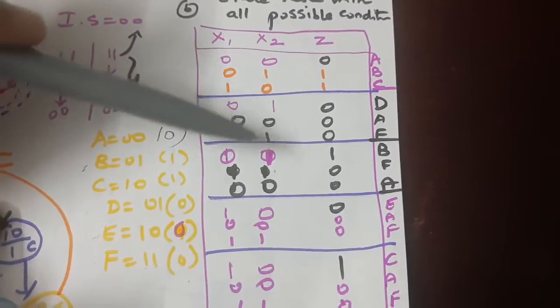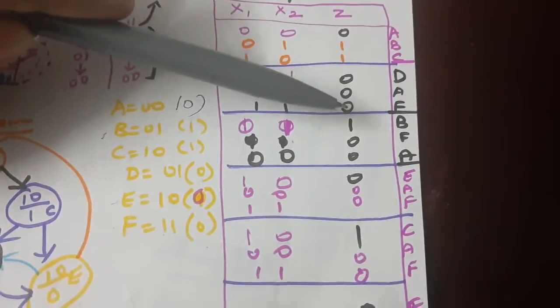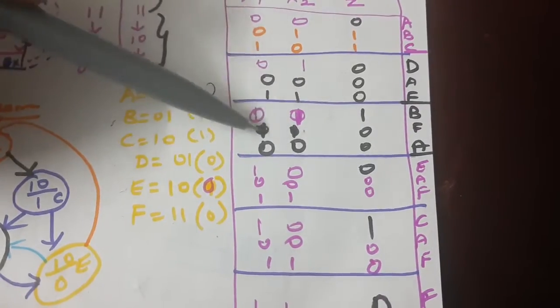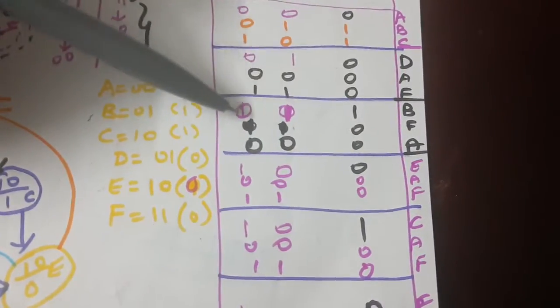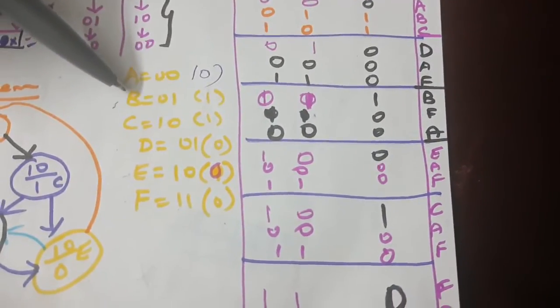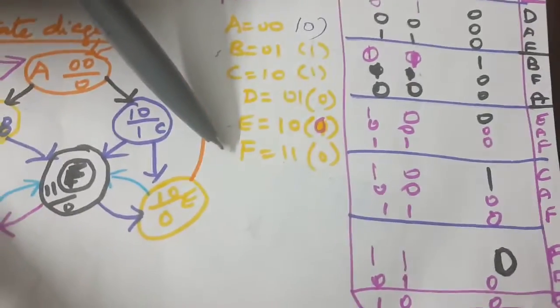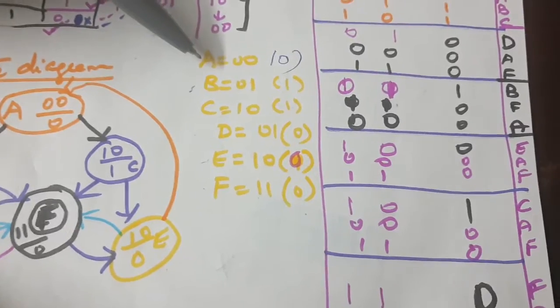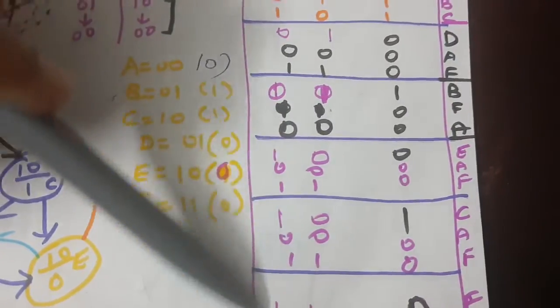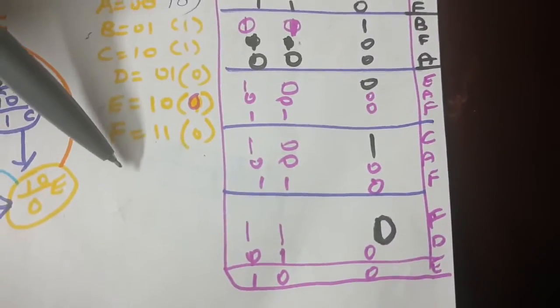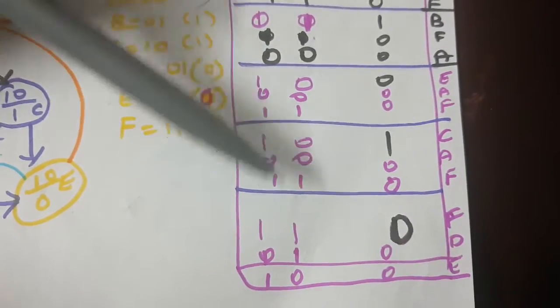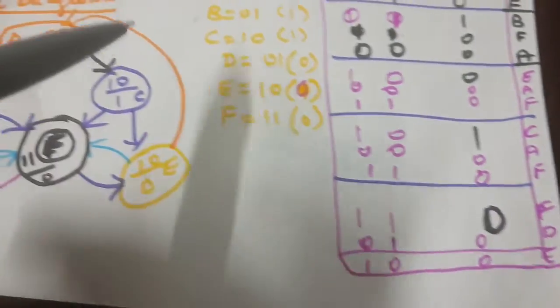Next condition is 0 1 1. 0 0 1 is B. 1 1 0 is F. 0 0 is A. I have written all the other functions with respect to these state variables. After you finish, now you can draw the diagram.